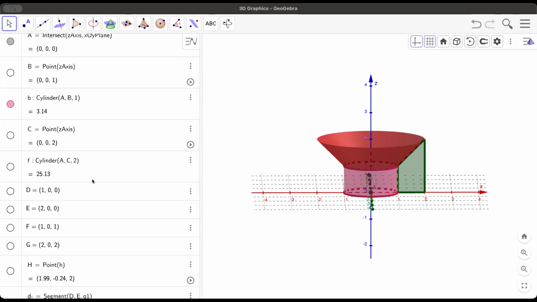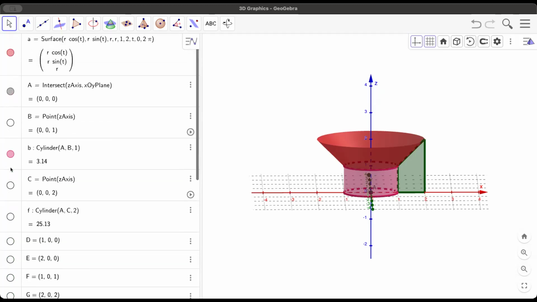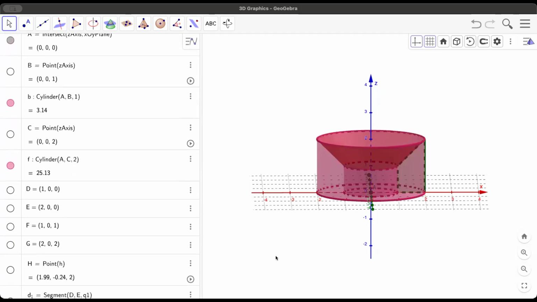And then imagine rotating this piece with respect to the y-axis. And then you get the other cylinder. Now it's a bit messy, right? There are so many things happening here.